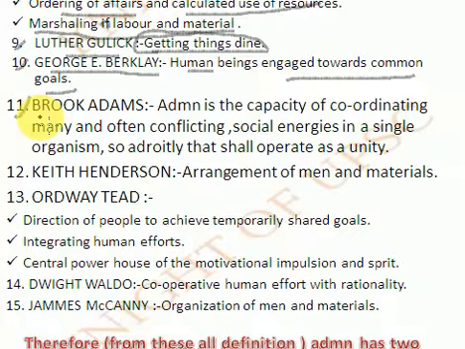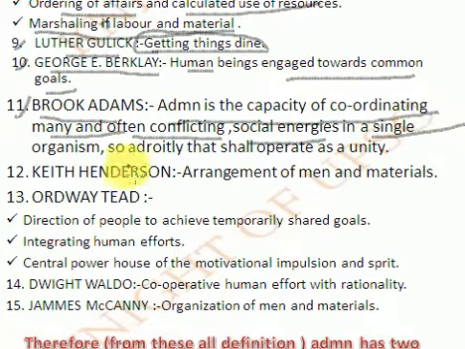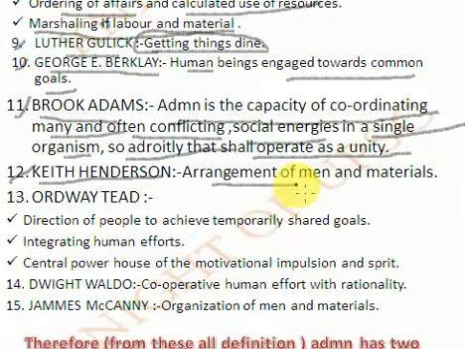The 11th one, Brooks Adams. He said administration is the capacity of coordinating many and often conflicting social energies in a single organism so adroitly that they shall operate as a unit. Okay. Now the 12th one, Keith Henderson. Keith Henderson said administration is the arrangement of men and materials.